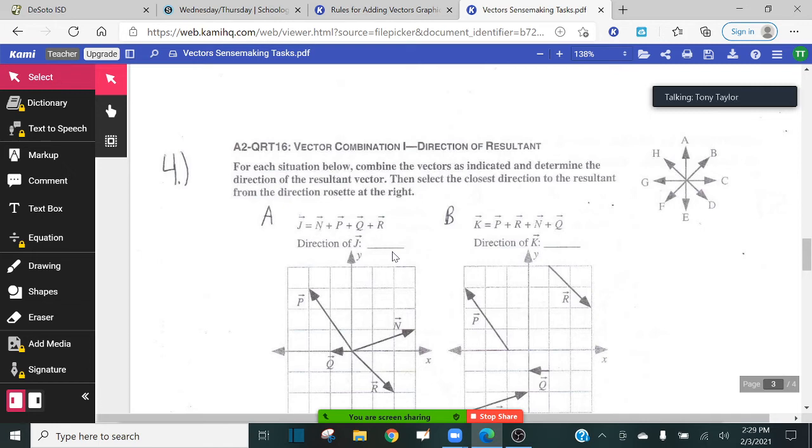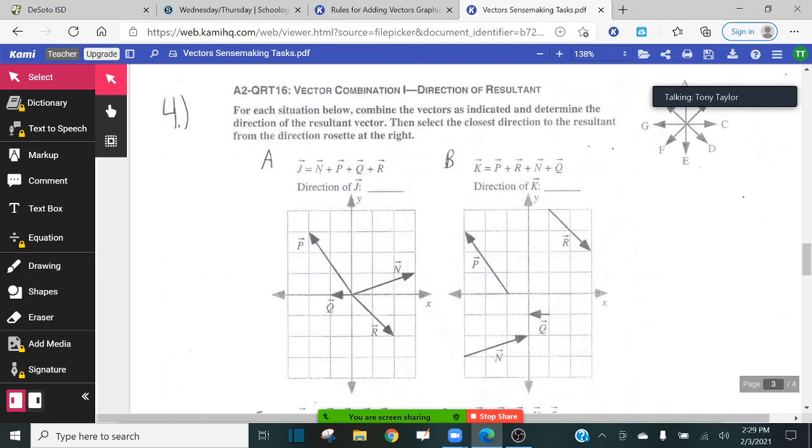Okay, and by the way, guys, in the future, whenever you see a letter with an arrow over it, that means that is a vector. So we're going to call J a vector. Now, in order to know the direction that vector J is pointing in, if we add up n plus p plus q plus r, we want to figure out which of these arrows closely resembles that final direction that we find for J.